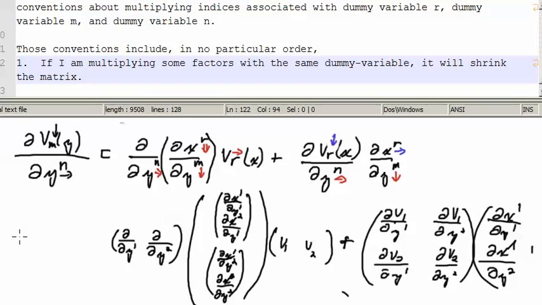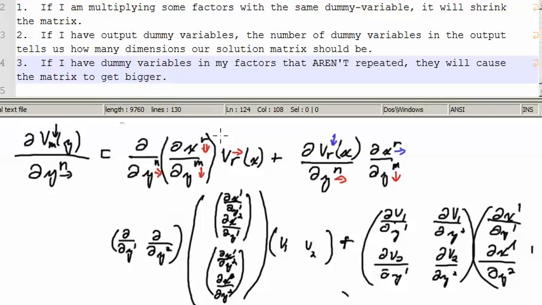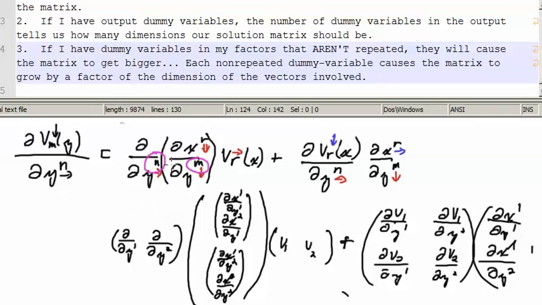Those conventions include, in no particular order, number 1, if I multiply some factors with the same dummy variable, it should shrink the matrix. Or this one over here, it should shrink the matrix. Second, if I have output dummy variables, the number of dummy variables in the output tells us how many dimensions our solution matrix should be. Number 3, if I have dummy variables in my factors over here that aren't repeated, the n and the m, they will cause the matrix to get bigger. Each non-repeated dummy variable causes the matrix to grow by a factor of the dimension of the vectors involved. So this n and m would each cause the thing to grow by a factor of 2.